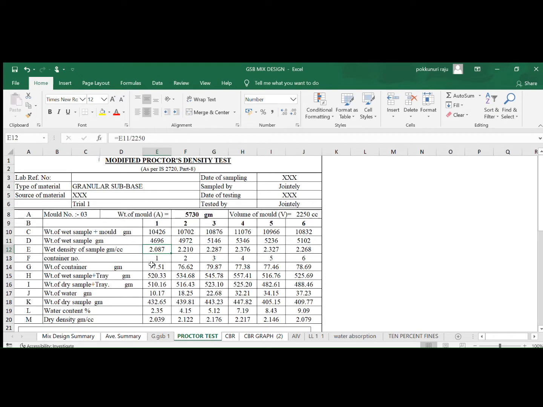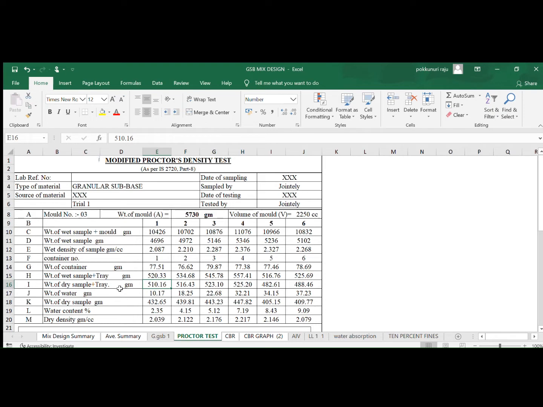in grams per cc. Then using the container in the oven dry method, the moisture content of that particular soil sample is to be determined. For that we have to choose the containers. In this particular example we have chosen containers starting from number 1 to number 6. Weight of number 1 container is 77.51 grams, and weight of wet sample plus the tray is 520, and weight of dry sample plus the tray is 510.16.